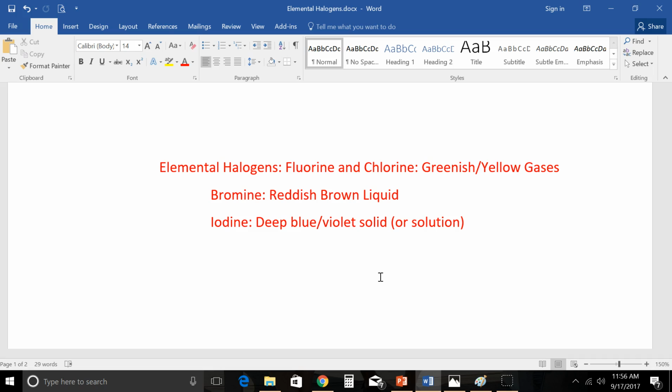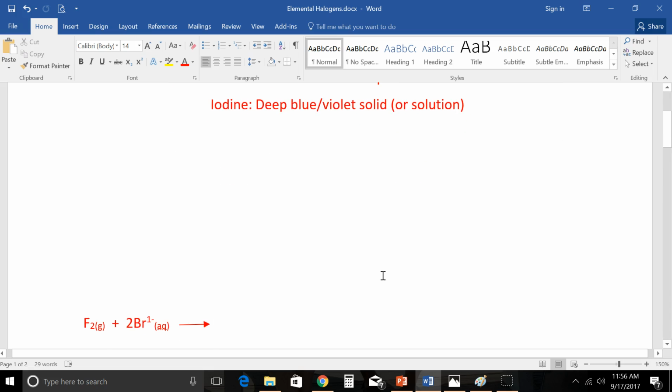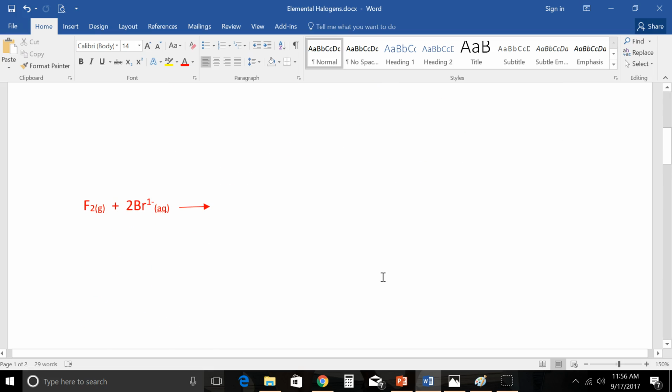Fluorine and chlorine are greenish yellow gases. Bromine is a reddish-brown liquid, and iodine is a deep blue violet solid. You could also keep elemental iodine in solution as well. Now, if it's a solution of elemental iodine, you'll see it written as I2 aqueous because the halogens are diatomic molecules. But if you have a solution of iodide ions, then the solution will be clear. So let's look at some reactions and determine if they will happen.